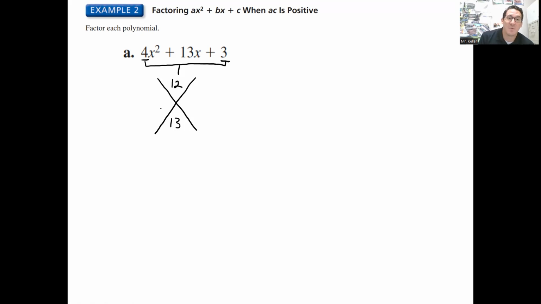Right, now we do the same thing. What are factors of 12 that add to 13? Just a quick reminder of how to do this: list out the factors, two numbers that multiply to get 12. And that's what we have. Do any of these add to 13? Yes, 1 plus 12 is 13. So this is going to be a 1 and a 12.